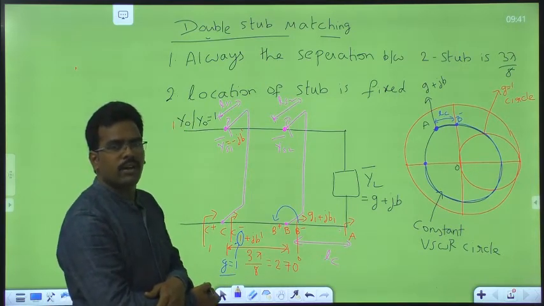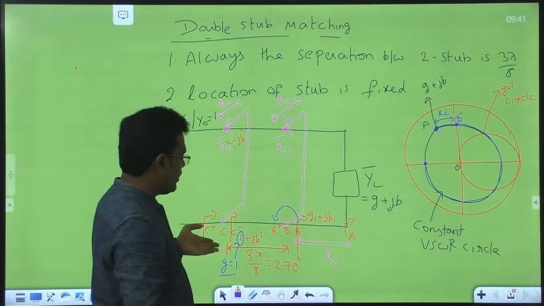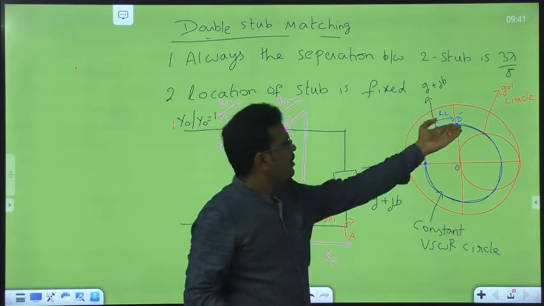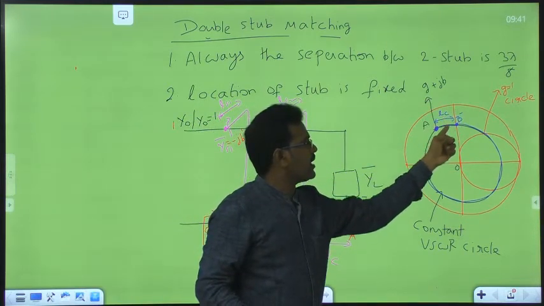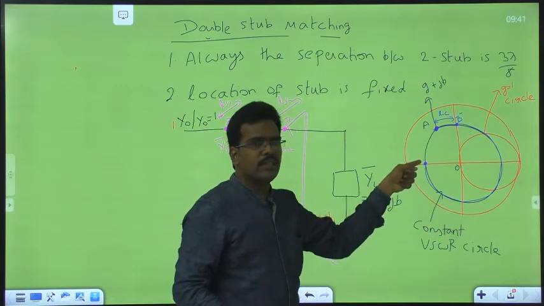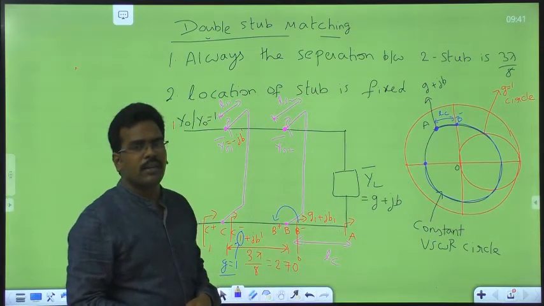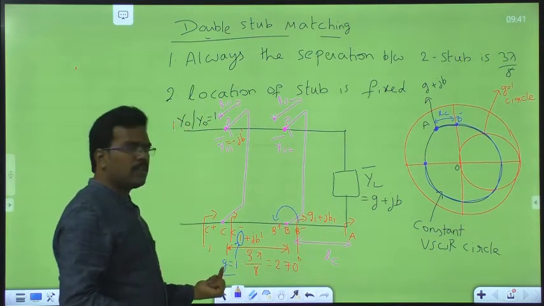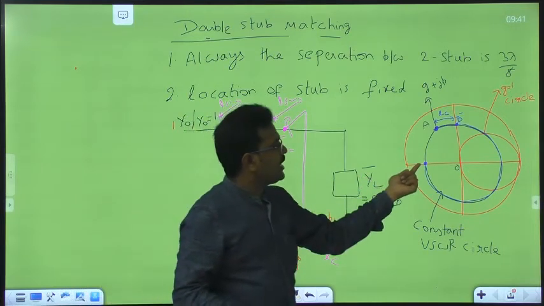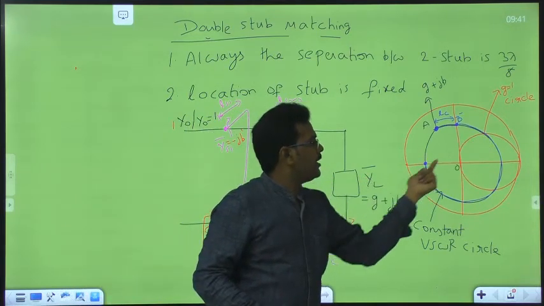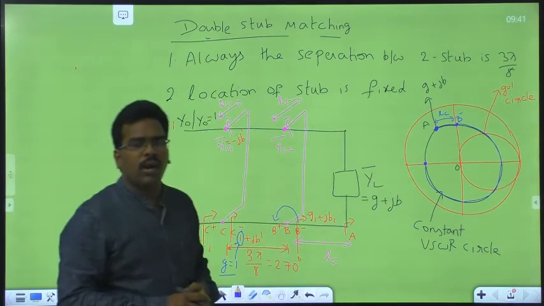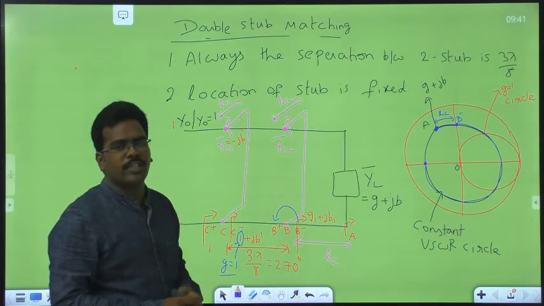Okay, that is our objective. So from this analysis, I can say that from the B minus point, if I am traveling a distance of 3 lambda by 8, that means 270 degrees, it is not reaching the G equal to 1 circle. It is staying here. This is the 0, 1 circle, and it is staying here. So what I have to do? I have to do some transformation.